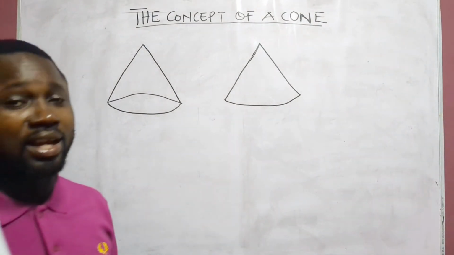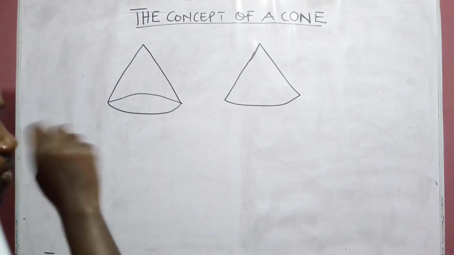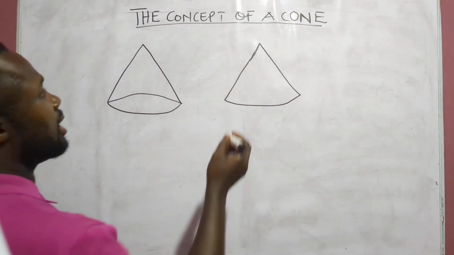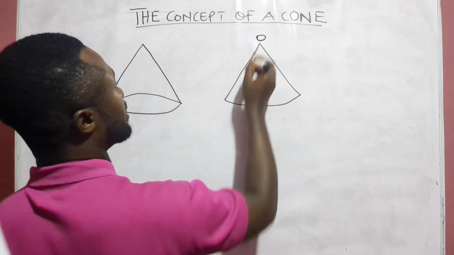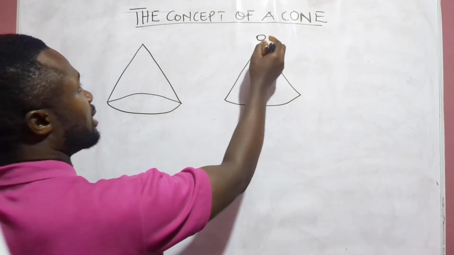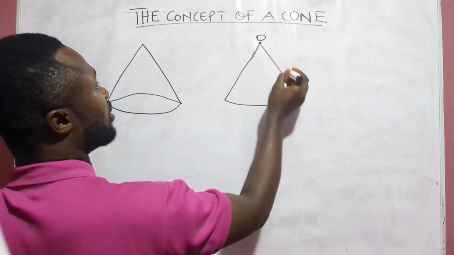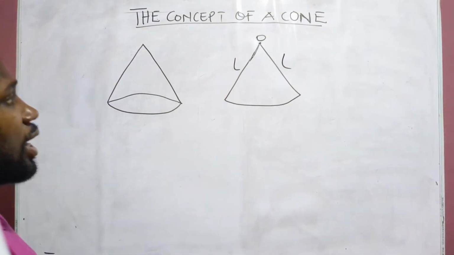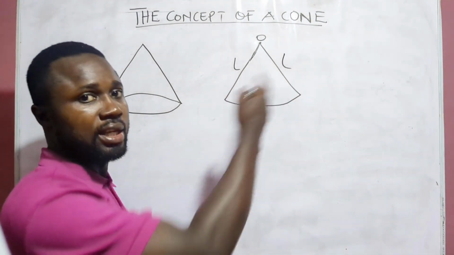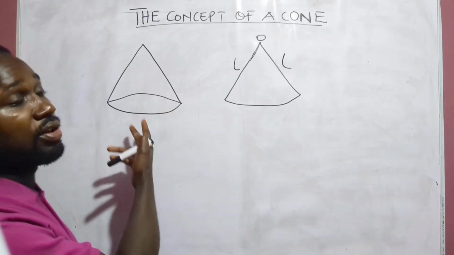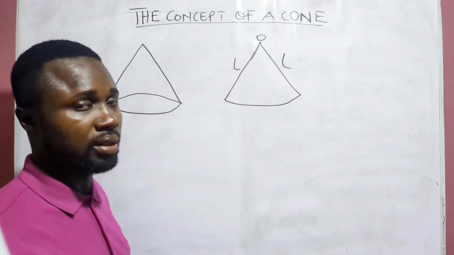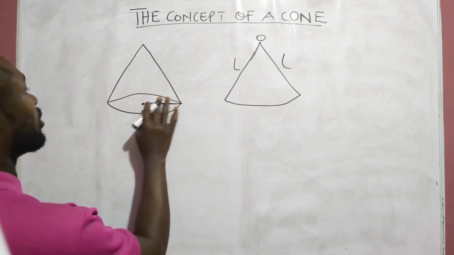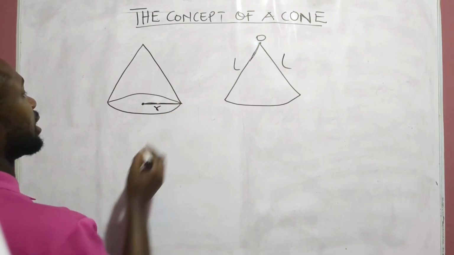If you have gotten it from there, let's now get our curved surface area and the volume of the cone. Let's say this is our sector. This is the center, and let's use L for the radius of the sector, so that when we come to the radius of the cone, we use R. The circular base of the cone will also have a radius here.